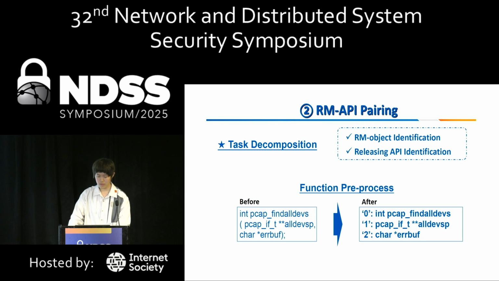For function preprocessing, we find the LLM has difficulty identifying parameter type and name when they are combined together. To solve this problem and to assist accurate bug detection, we pre-process them into a structured format with index numbers, parameter type, and parameter name. 0 represents the return value, and 1 represents the first parameter of the API.